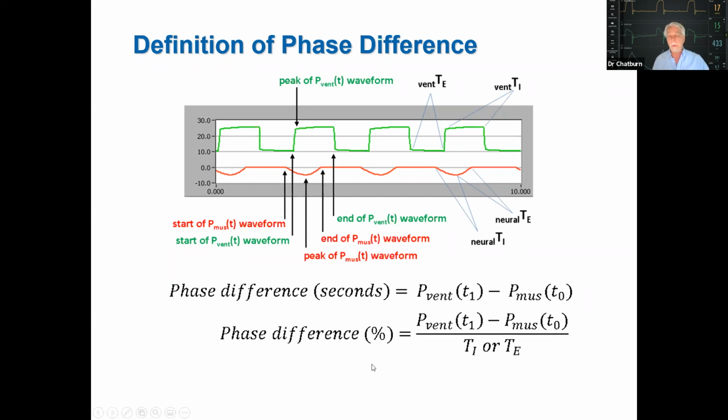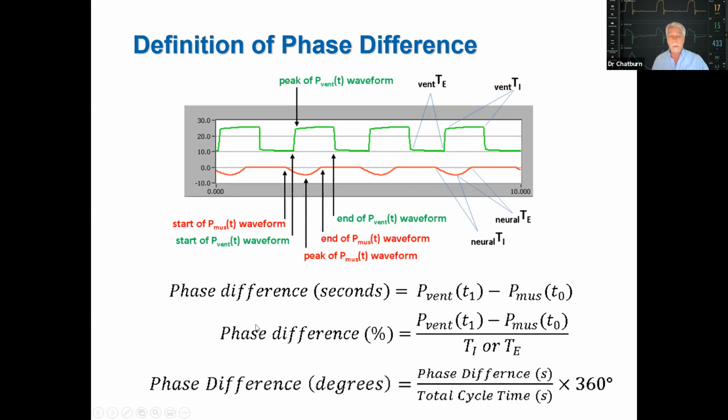The phase difference can be described as a percent of either the inspiratory time or the expiratory time. And perhaps most confusing of all, phase difference can be described in terms of degrees, which is more of an engineering way of looking at things. I won't go into that much more at this point, but again, you'll find these things if you look in the literature.